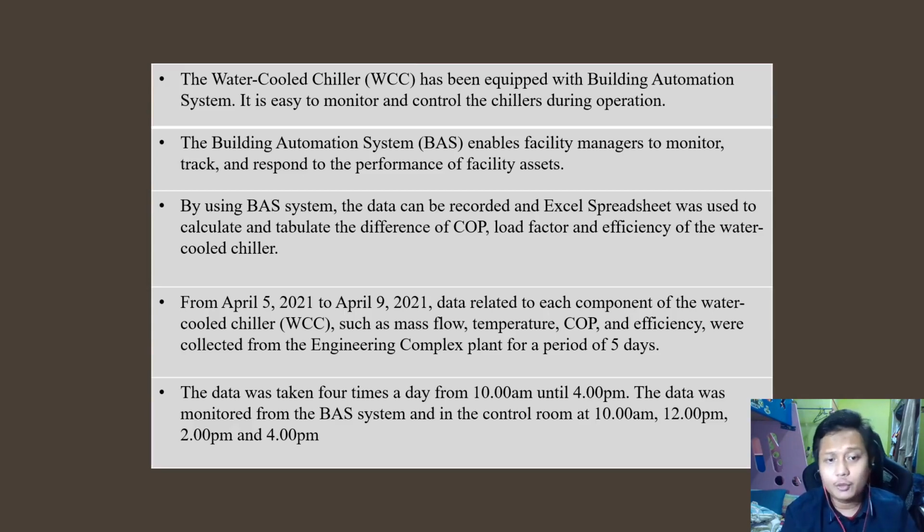From April 5, 2021 to April 9, 2021, data related to each component of the water cool chiller, such as mass flow, temperature, COP, and efficiency, were collected from the engineering complex plant for a period of 5 days. The data was taken 4 times a day from 10 a.m. until 4 p.m. The data was monitored from the BAS and in the control room at 10 a.m., 12 p.m., 2 p.m., and 4 p.m. And for information, the chiller plant starts to run at 9 a.m. and turns off at 5 p.m.